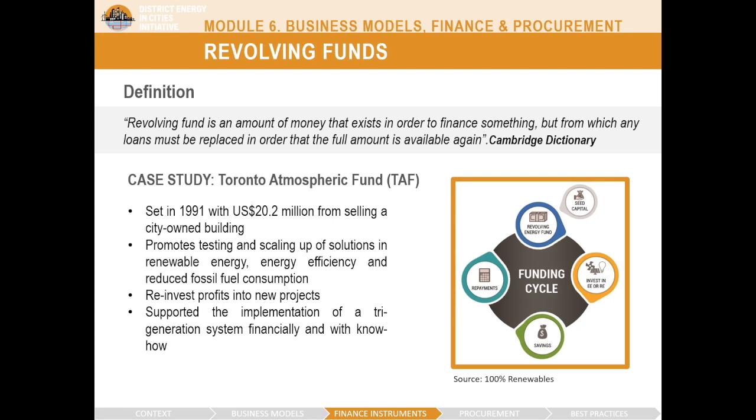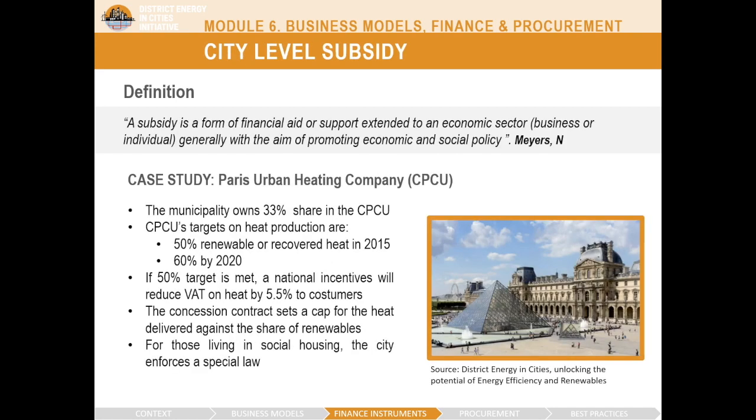TAF helped finance a tri-generation system that combines electricity generation, heating, and cooling produced by a highly efficient system serving 3 large buildings.